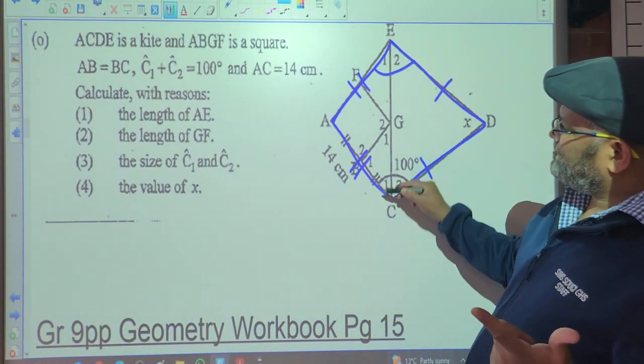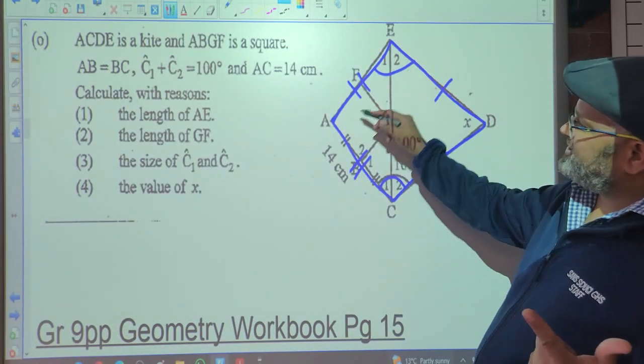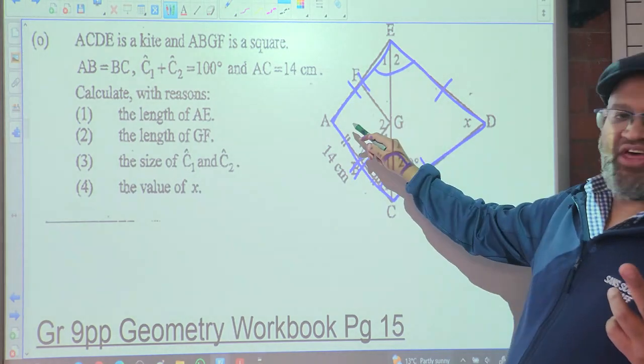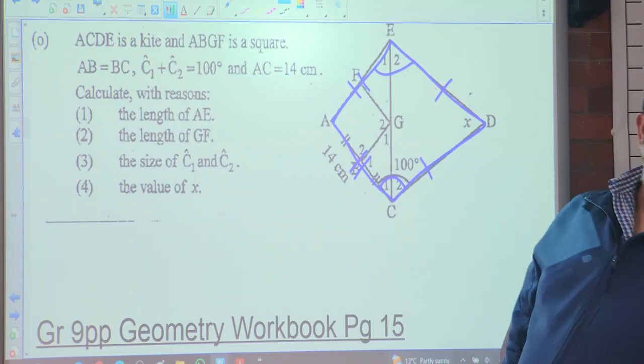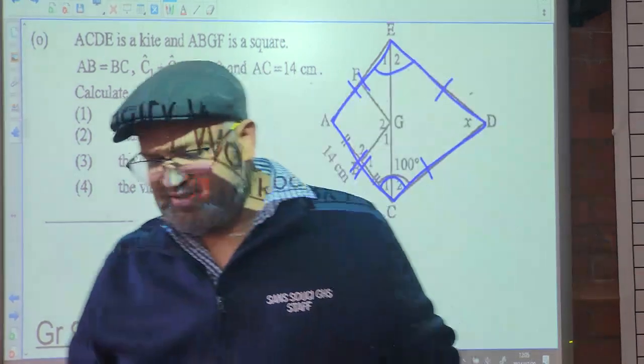One pair of opposite angles are equal. One diagonal bisects the other. There are no diagonals here. One diagonal bisects the vertex angle. That one is not here. Diagonals are perpendicular. Those are the five. Which is also not evident here. Okay?